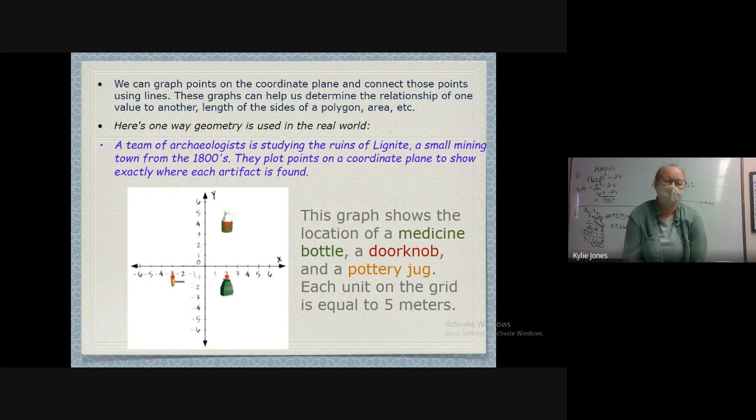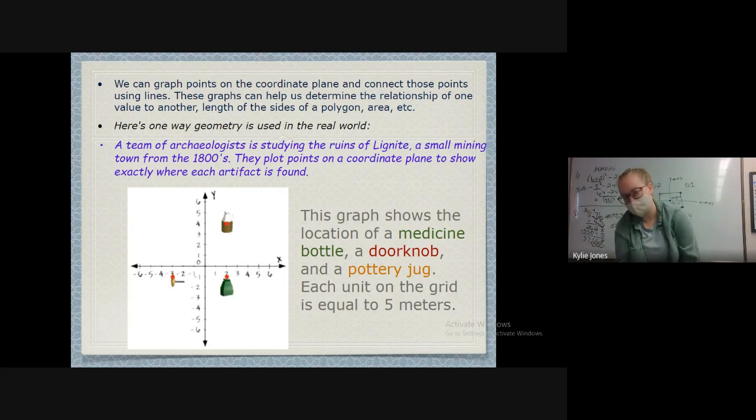So you're going to get problems like this, where it says, a team of archaeologists is studying the ruins of Lignite, a small mining town from the 1800s. They plot points on a coordinate plane to show exactly where each artifact is found. So we can kind of relate this to our social studies stuff. If we go to Egypt and we find an ancient tomb of some pharaoh, we would plot the point of exactly where we found different things. Let's say we found a pot at one spot and then a piece of a plate at a different spot. Wherever we found something that looked ancient, we could plot a point and see where that is.